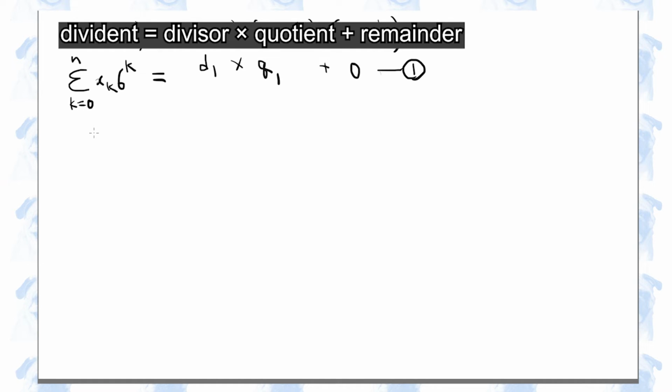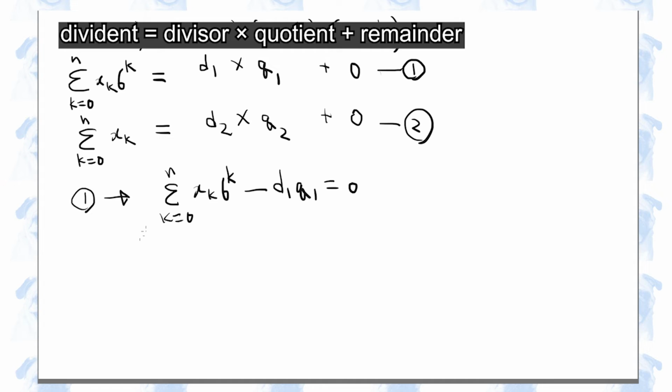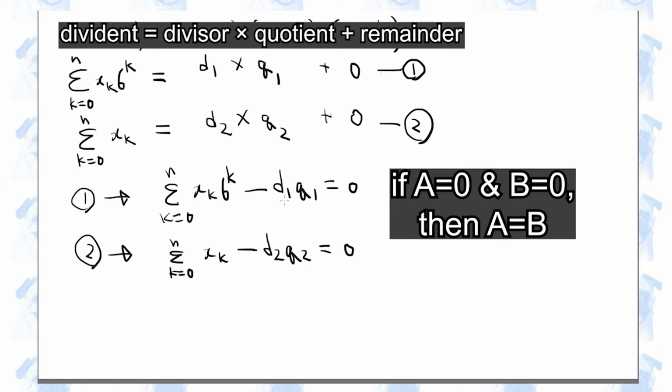And secondly, we are also told that the sum of all the digits of this number can be divided by some number, let's call it d2, with no remainder. So d2 times quotient 2, and the sum of all the digits of a base 6 number is simply x sub k where k goes from 0 to n. Let's call this number 2. And from 1 we get, and from 2 we also get, the left-hand sides of these equations must be equal.